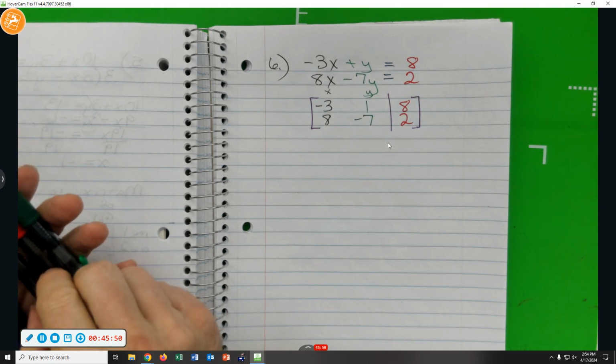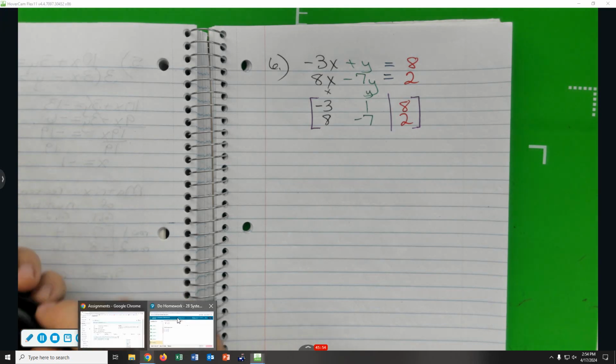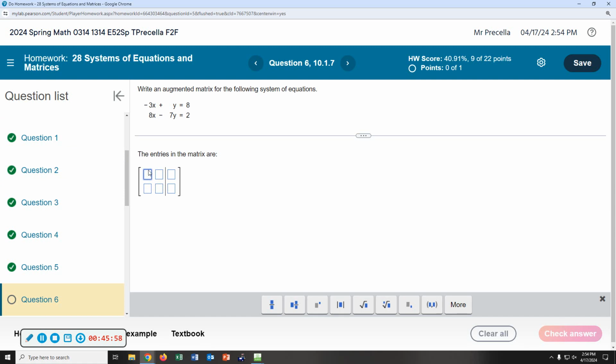Do they ask for the size? No. They used to, but I don't think they do anymore.